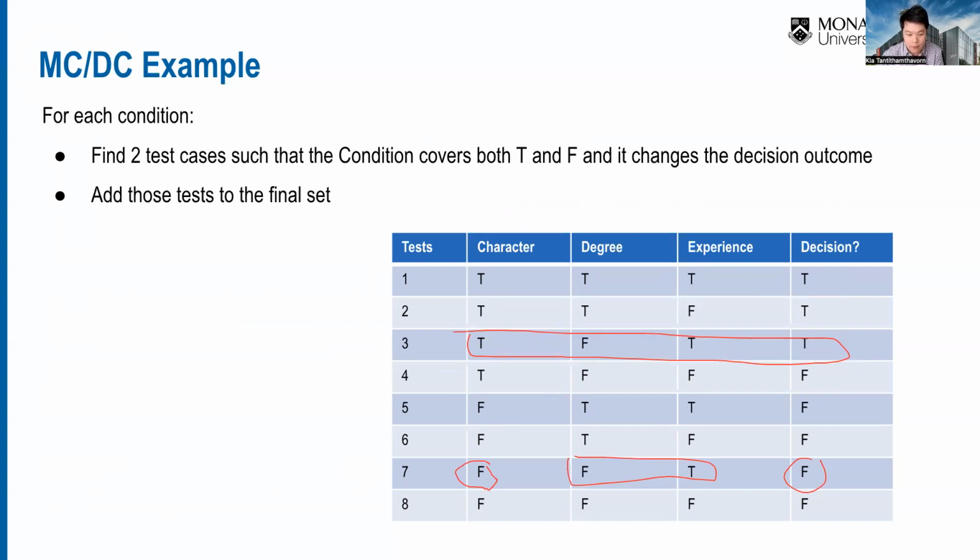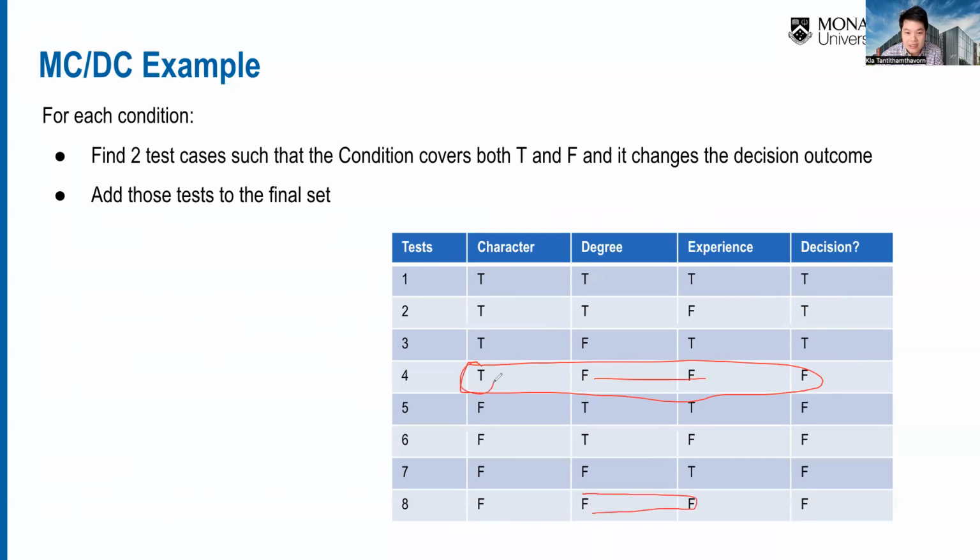Now let's take a look at 4. This one. The degree remains the same, which is good. The character, the condition is flipped. However, the decision is not flipped. So in this case, it is redundant. We don't need it at all. It is not a good test case, because no matter what we input here, the outcome is the same, false and false. So we don't need that.